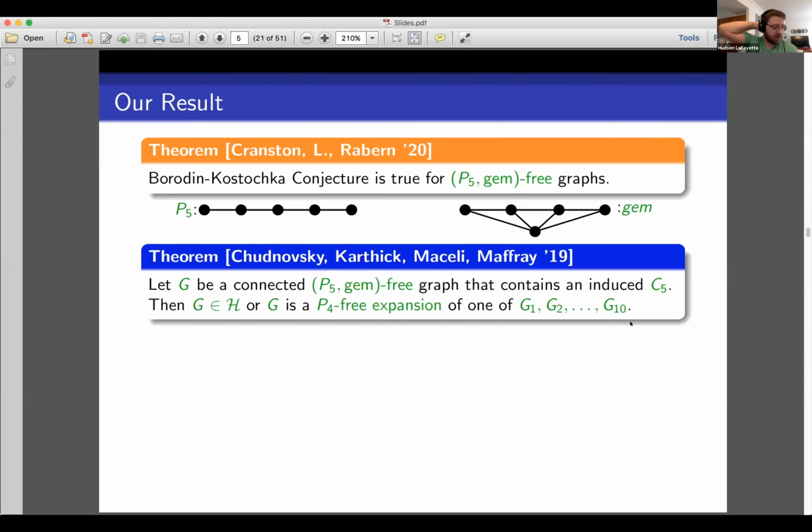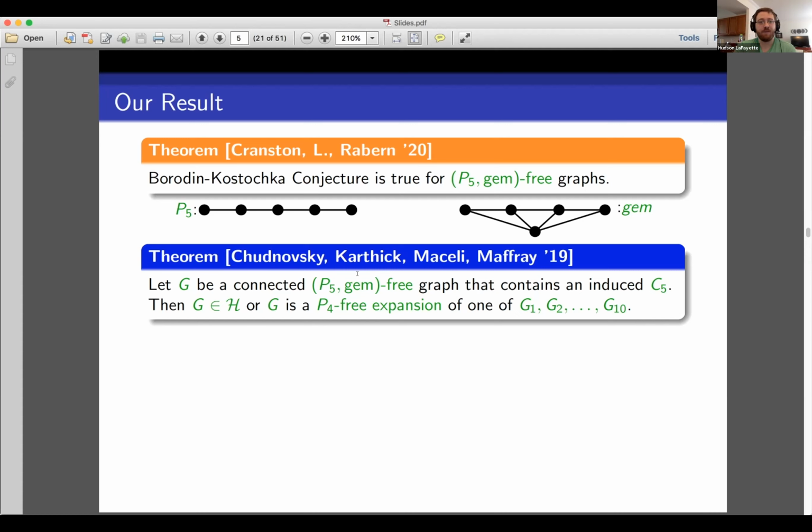And so our proof really stemmed from this global structure theorem. We sort of had 3 pillars. This is the first of the 3 pillars that held our proof up. And so Chudnovsky, Karthick, Maceli, I'm afraid, proved in 2019 that P5 gem-free graphs satisfy Reed's conjecture. And in particular, they had this global structure theorem.